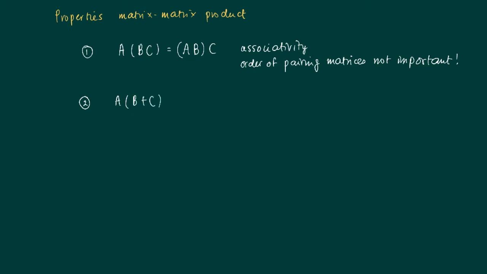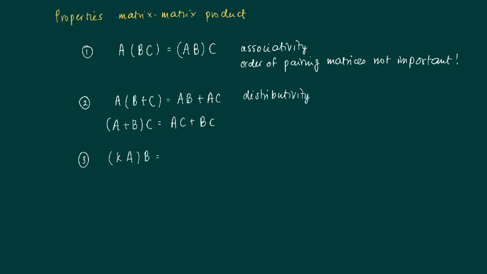Also, a property that is similar to what we have in working with reals is something that we will call distributivity. So A times the sum of two matrices is just A times B plus A times C. And also A plus B, if we multiply C from the right hand side, we get A times C plus B times C. Also, multiplication by some constant K, the scalar, can be done by multiplying the product.